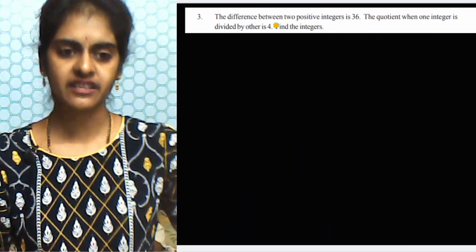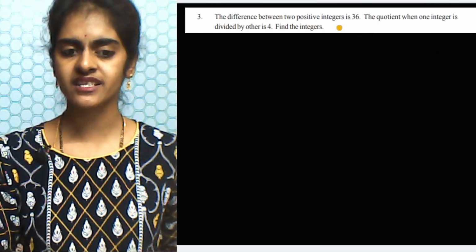Clear? Let us move on to the next one now. The difference between two positive integers is 36.